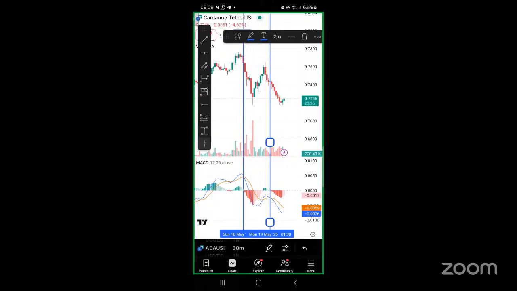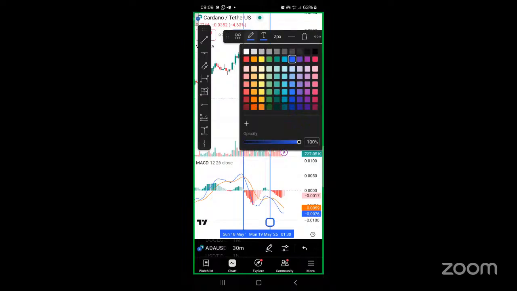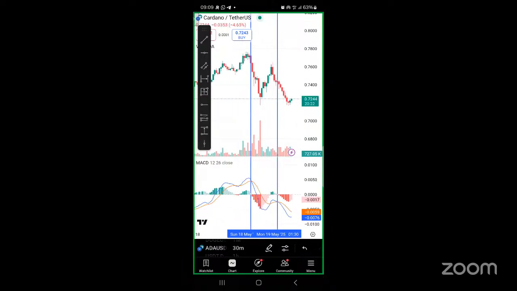The market is signaling you that we are about to go down. Answer me. Did the market go up or did it go down after the death cross?